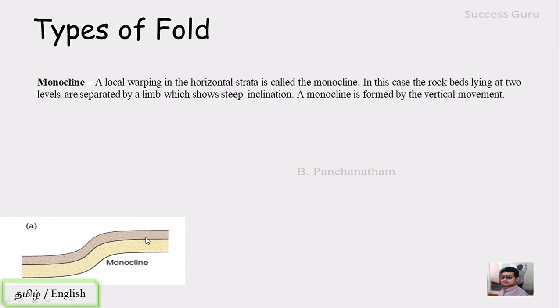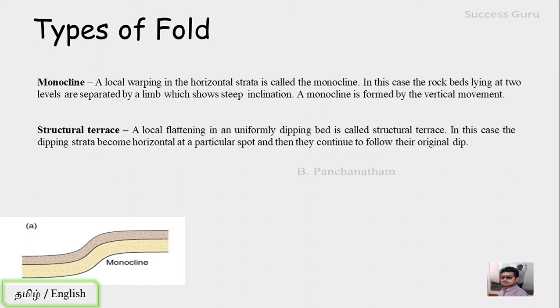This is a higher level, this is a lower level, and this has been shifted and produced a structure called monocline. Okay, mono means one, cline means dipping. So dipping at only one place, that will become a monocline.